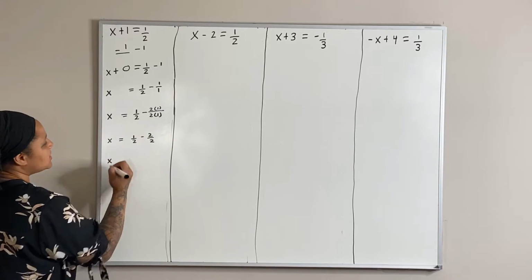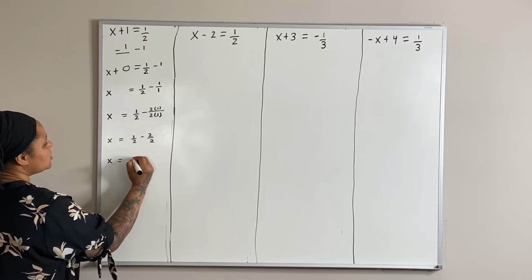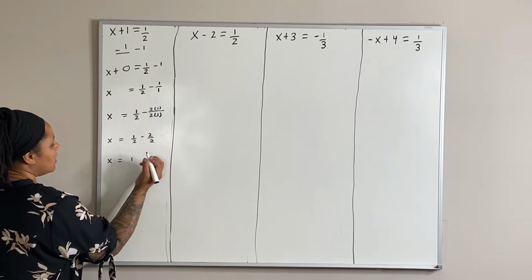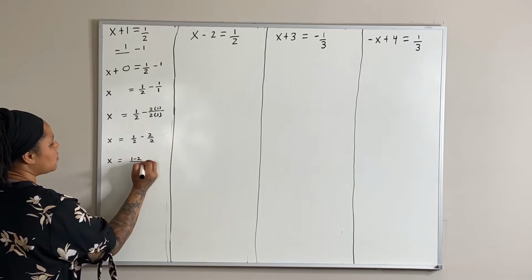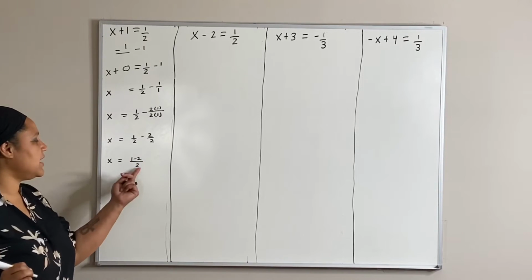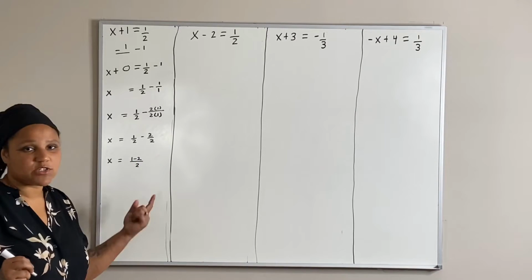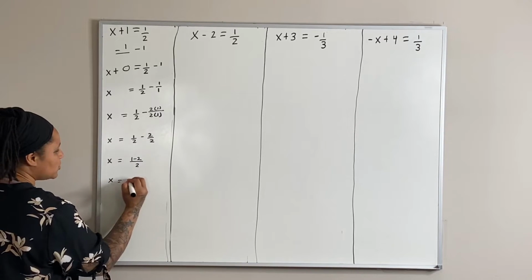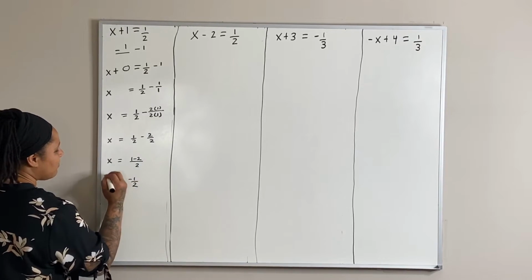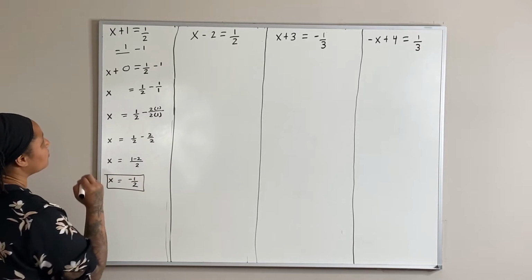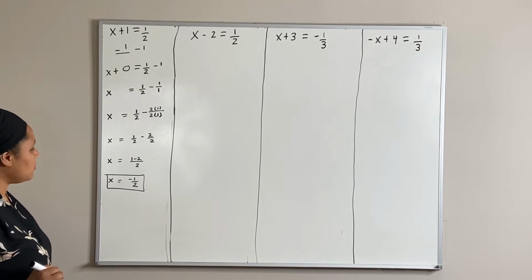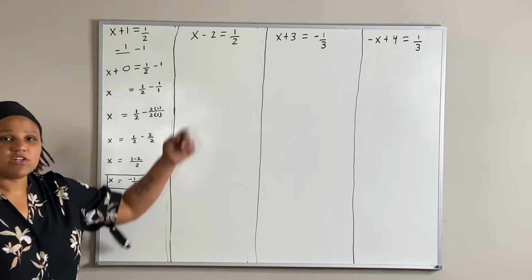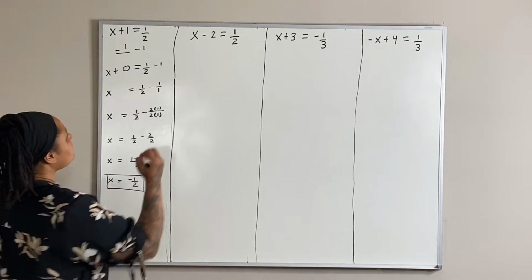Now that we have a common denominator, we can combine. So now we have x is equal to 1 minus 2 over 2. We are able to combine our numerators because we have a common denominator. So we're left with x is equal to -1/2. And there you have it for your first example. Okay, so let's move on to the second example.